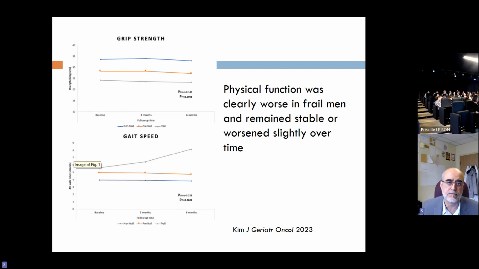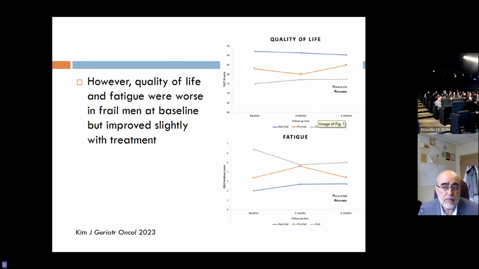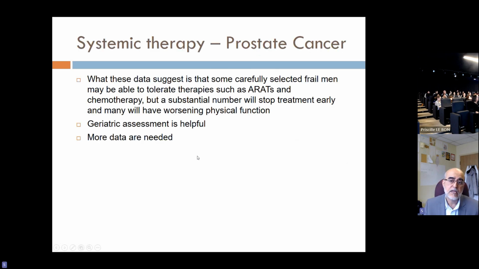is not surprising. However, interestingly, quality of life, so the non-frail are in gray, their quality of life was stable to improved on the FACT-G in comparison to the pre-frail and the non-frail, and their fatigue level actually reduced. However, the study was substantially limited because of the small number of patients and missing data.